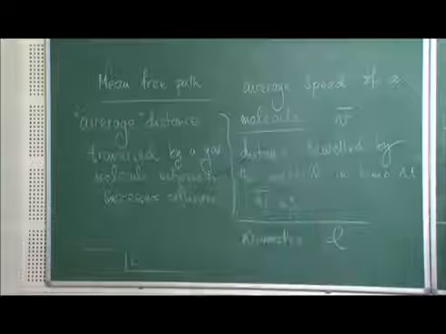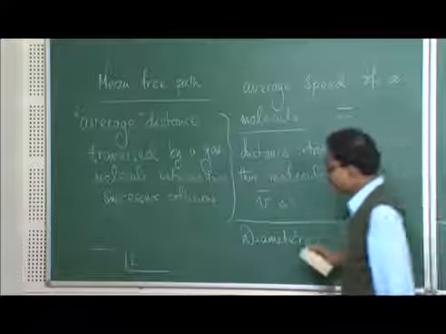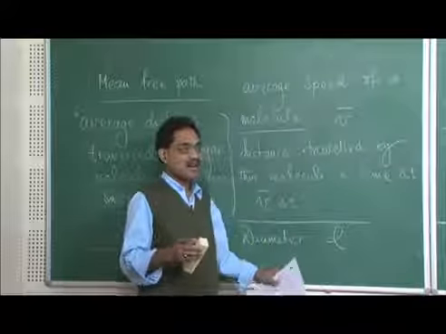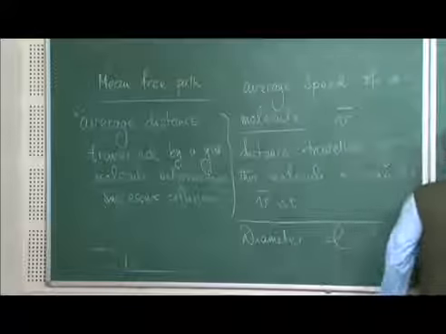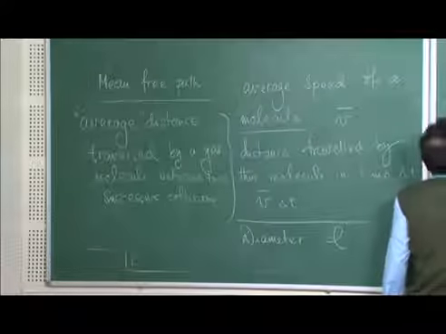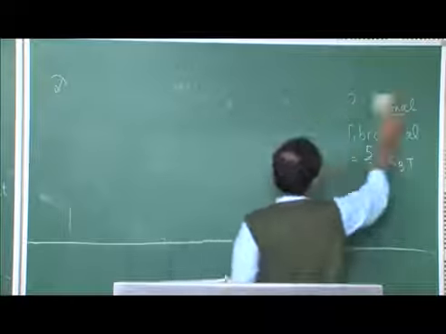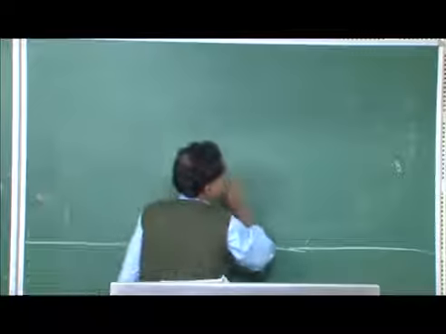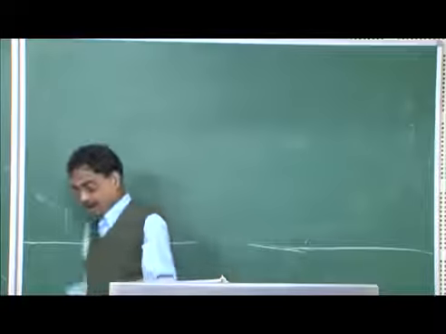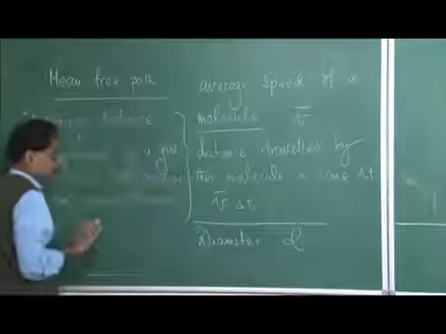Now, this is the deviation from the ideal gas situation, where initially we made the approximation that molecules are point particles in comparison to the intermolecular separation. But now I am making an approximation that molecules are hard spheres. This is very important: molecules are hard spheres of diameter d. Now, how do I calculate the mean free path from this approximation?